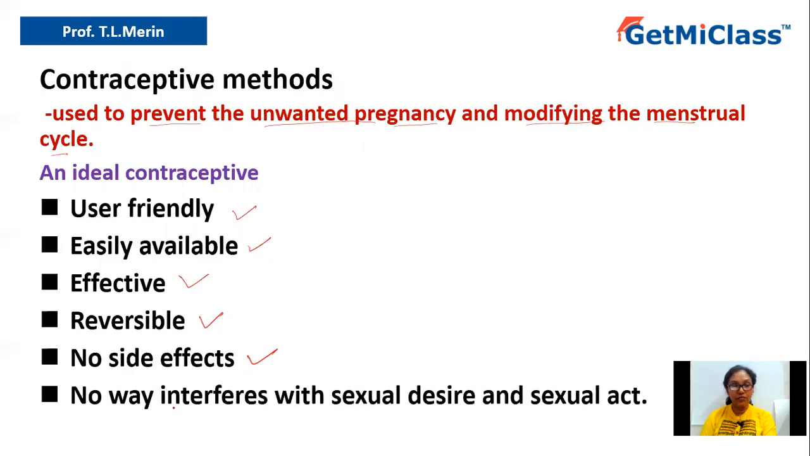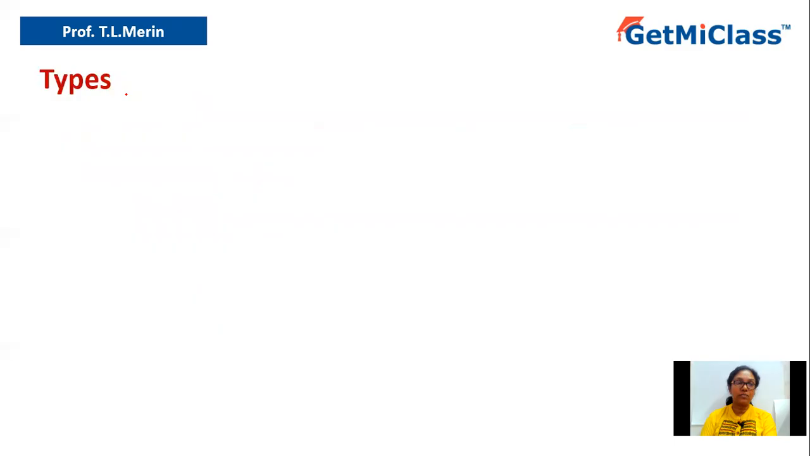Then it should in no way interfere with sexual desires and the sexual act. Like, the married couples, even though they are following ideal contraceptive methods, should be able to have their regular life with respect to their sexual life. And let us talk about the types of the various contraceptive methods. Now, option A, or you can say the first one, is natural or traditional methods.